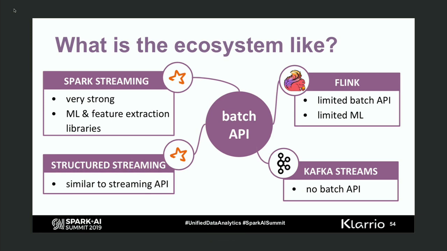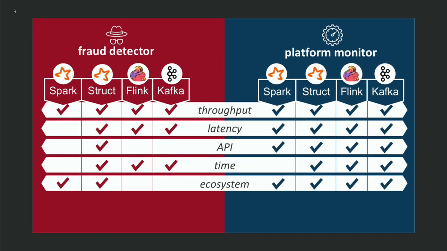Kafka Streams does not offer any batch API. It's actually really meant to process data residing on Kafka. And since Kafka is most of the time used as a real-time message broker that offers you an intermediary between message producers and consumers, it's focusing on real-time data processing and has no batch API. So for our fraud detector, Spark and structured streaming offer good options there because they offer lots of things out of the box. For the platform monitor, this question was not entirely relevant because we don't have batch there. So there we still have all options open.